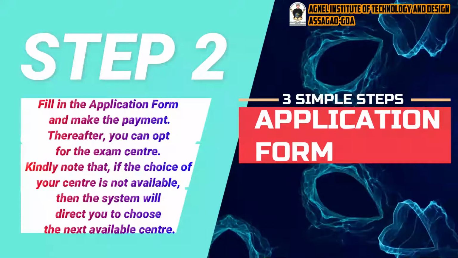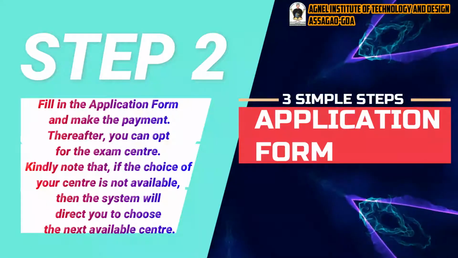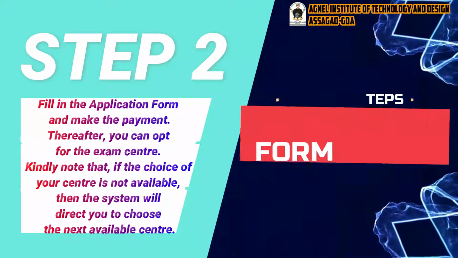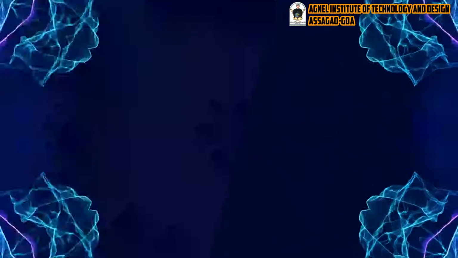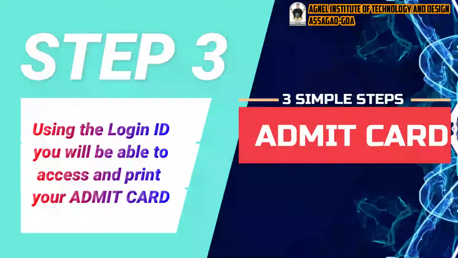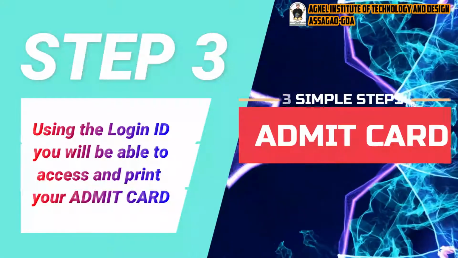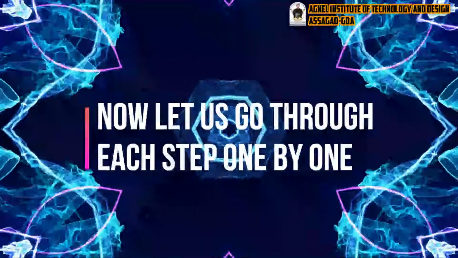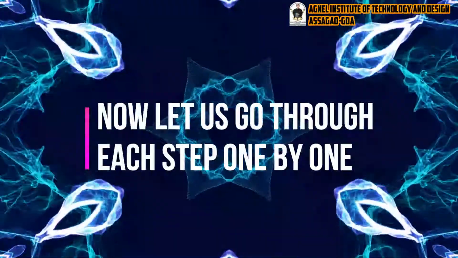Kindly note that, if the choice of your center is not available, then the system will direct you to choose the next available center. Step 3. Using the login ID, you will be able to access and print your admit card. Now let us go through each step one by one.